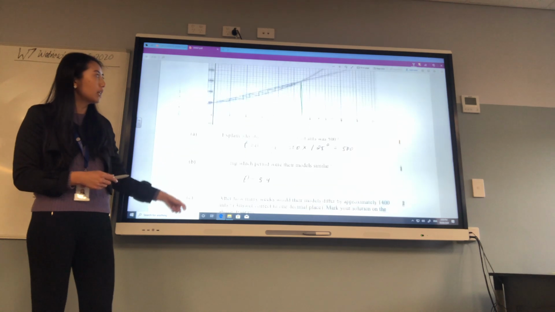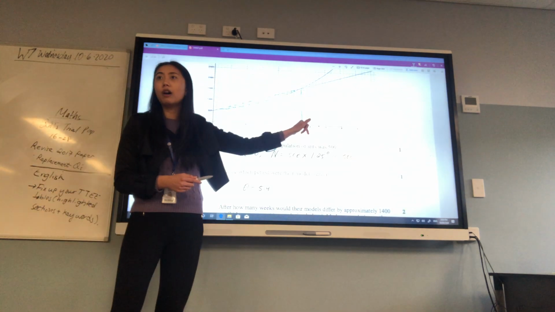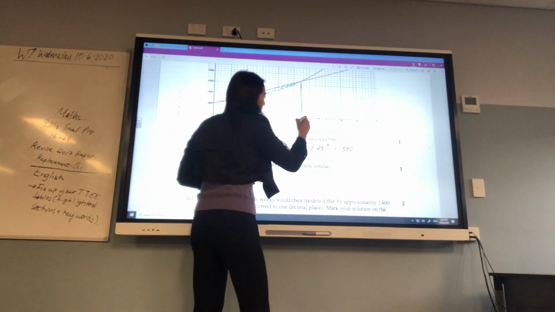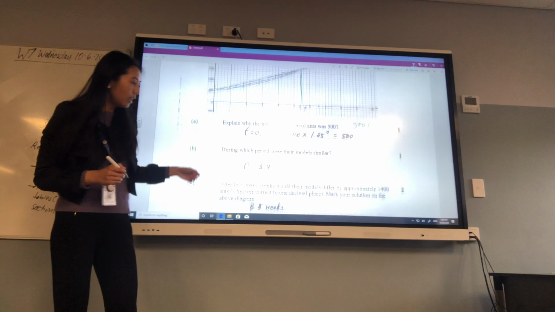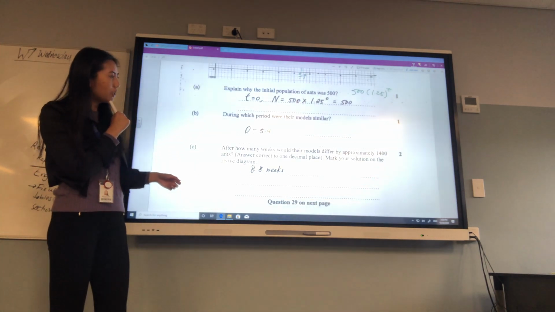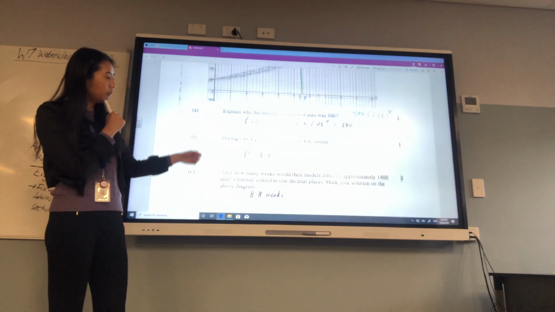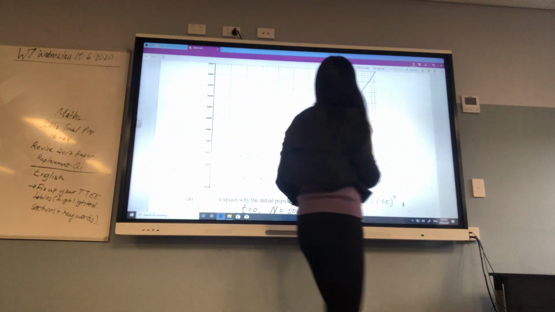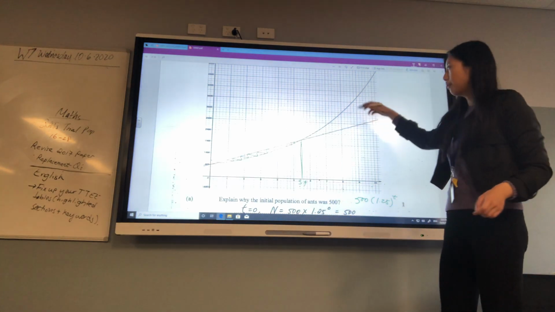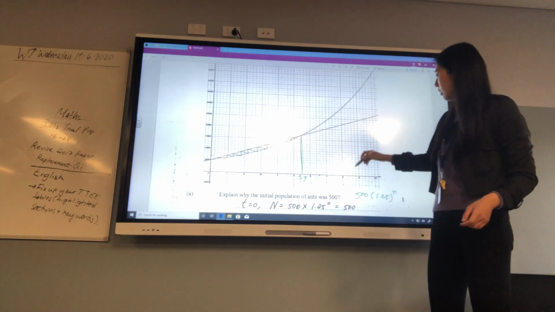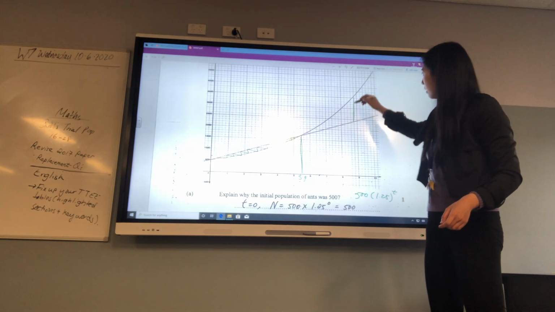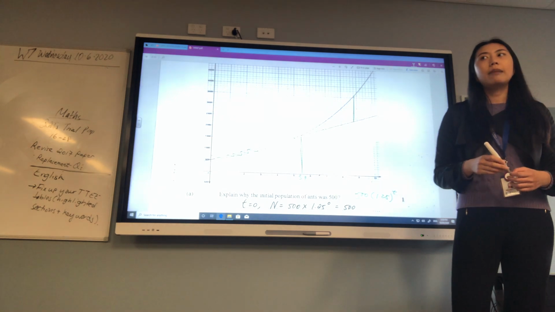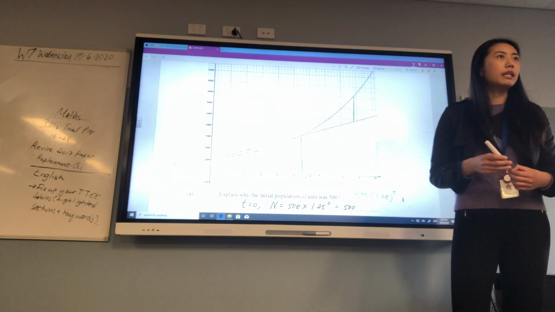So question B is what I said before, right? From 0 to about 5.4, that's very similar. And the last question says, after how many weeks would their models differ by approximately 1,400 ants? I just counted the distance between them. I chose a few points, and then I saw it was about here. What if you said 9? 9 is also correct. If you said anything around 8.5 to 9, it should be the correct answer.